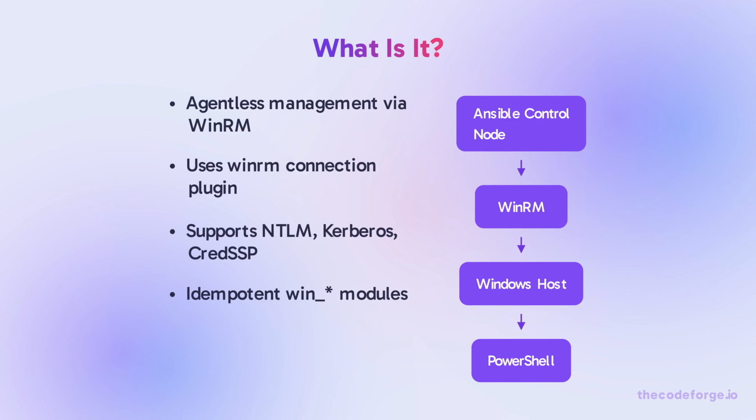Ansible Windows Automation uses the WinRM Connection plugin to talk to Windows Remote Management. You get a suite of Win modules for services, packages, files, and commands. The core problem it solves is enabling idempotent, agentless configuration management for Windows.